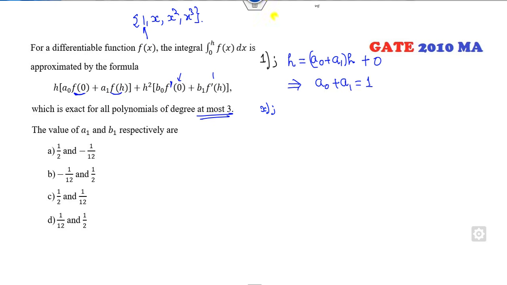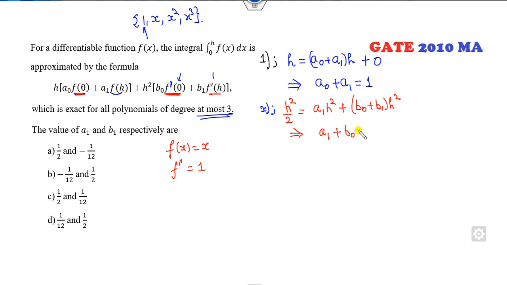Second part is x. If I take x, what is the integration of x? It is x square by 2, so h square by 2. Then it is f of 0. If I take x, f of 0 is 0. This is h. So it is a1 h square. So I can write this as a1 h square plus what is the f dash? If f of x I consider as x, f dash is 1. So this value is 1. So it is b0 plus b1 of h square. So h square will be cancelled out. a1 plus b0 plus b1 is 1 over 2.